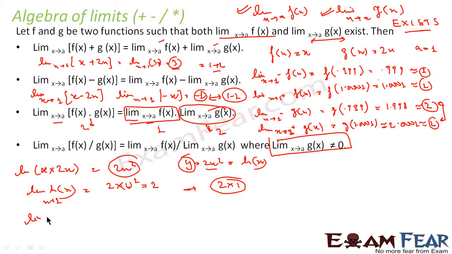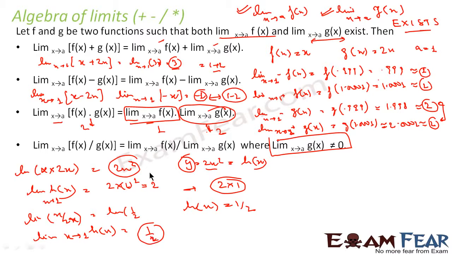Similarly for division, when I say limit of x by 2x, that means this is equal to limit of 1 by 2. So here the h(x) function is a function whose value is always 1 by 2. So if I want to find the limit of h(x) where x tends to 1, this is always 1 by 2. And on the right hand side also you see this value is 1 and this value is 2. So if you divide 1 by 2, what you get? 1 by 2 is equal to 1 by 2. Thus we have proved that algebra of limits holds true for addition, subtraction, multiplication and division.